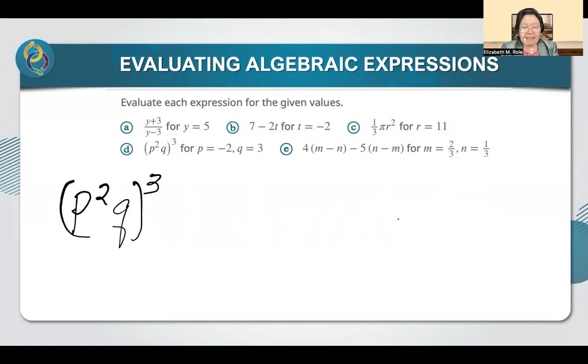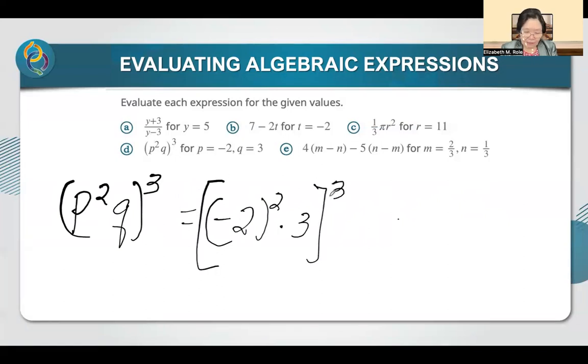Our P is -2. So you now have -2. We square that. Then we multiply by Q, which is 3. And the answer, we have to raise it to the third power. So when we multiply -2 times -2, that will become +4, right? Negative times negative is positive. So it will now be 4. Then I multiply that by 3. And then we cube it.